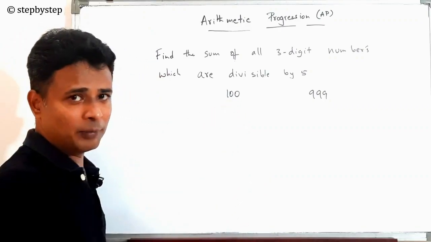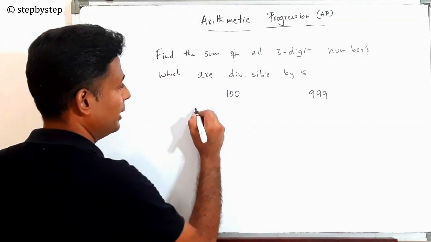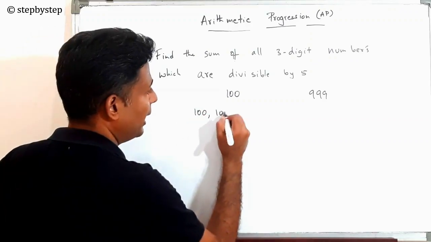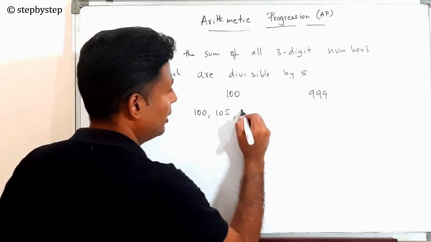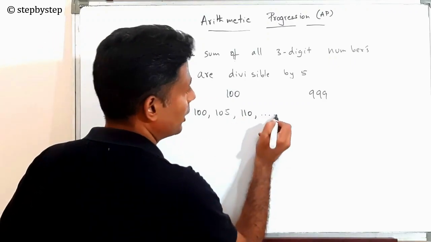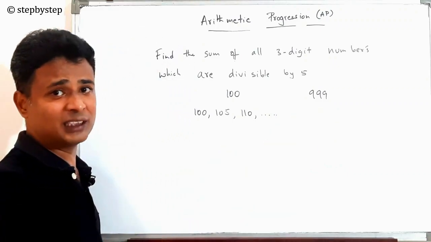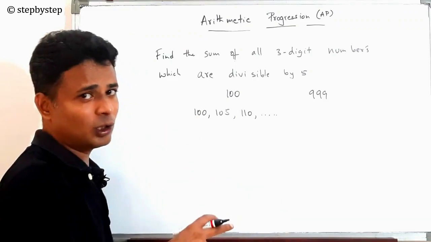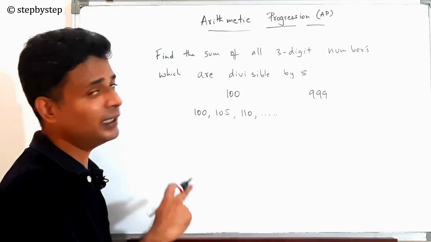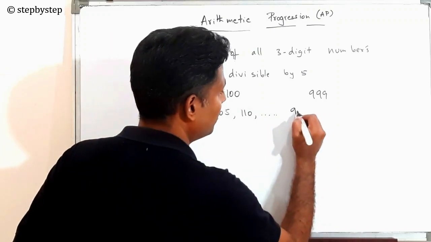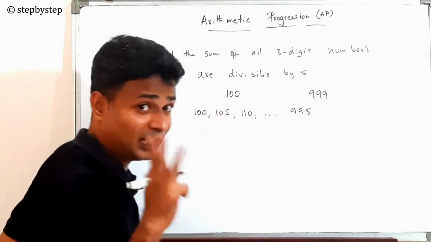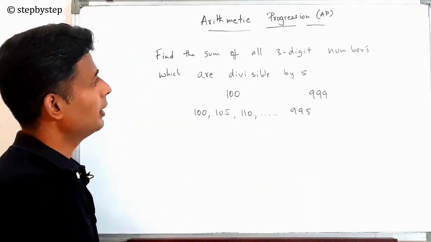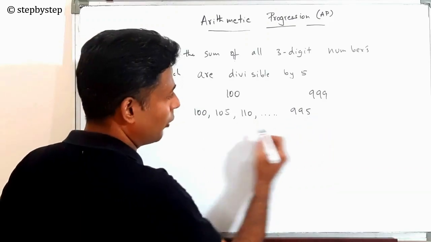Now, sum of all 3-digit numbers which are divisible by 5. The first 3-digit number is 100, which is divisible by 5. So the first number will be 100. Which will be the next number? 105. Which will be the next one? 110. So on. Till the last 3-digit number which is divisible by 5. 999 is not divisible by 5. 998 is also not divisible. 997 and 996 are not divisible. The last 3-digit number divisible by 5 is 995. And we need to find the sum of all these numbers.